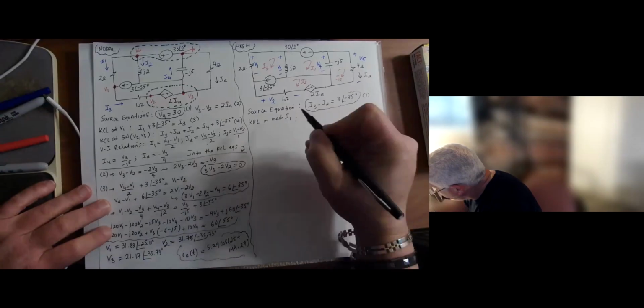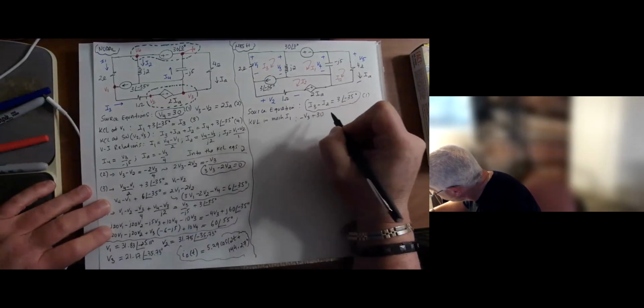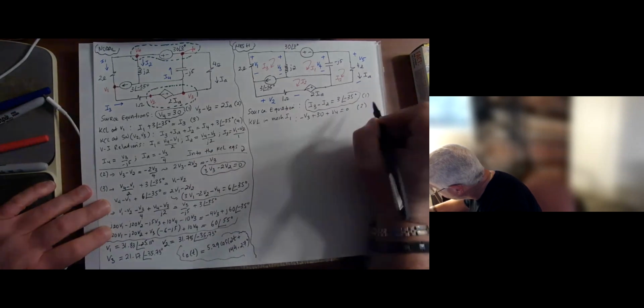So what do we have here? Minus V3 plus 30 plus V4 equals 0. Let's call this equation 2.